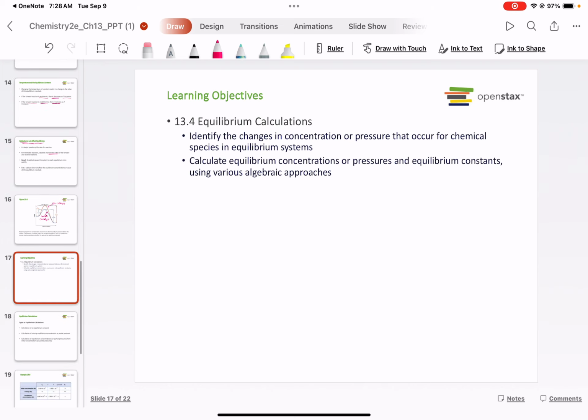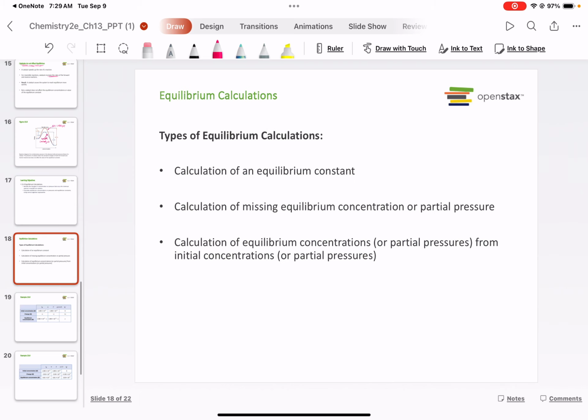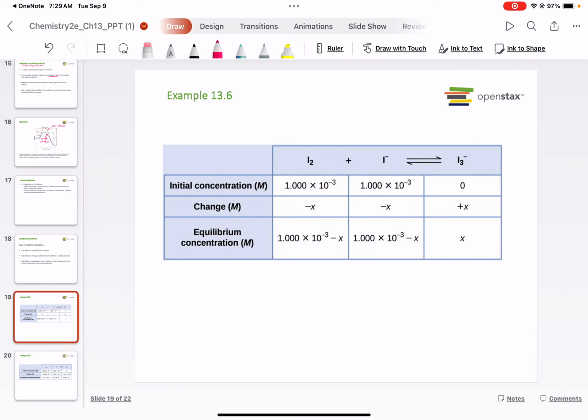Okay, calculation, that's the final part. When you set up calculations, let's go straight to the table. Let's say we have this example: iodine reacts with iodide, I minus, in a reversible reaction, forming I3 minus. We start out, and it's always going to be the same, with the initial concentration.